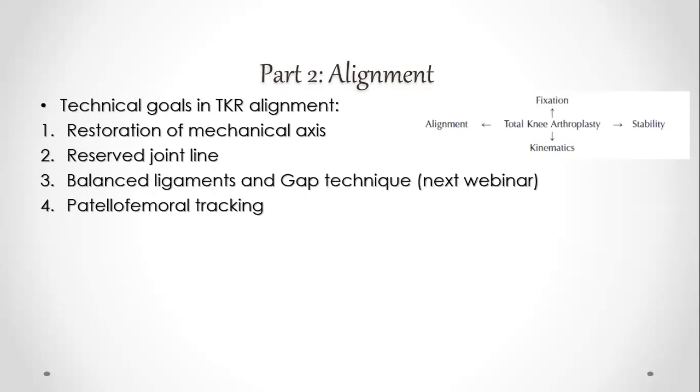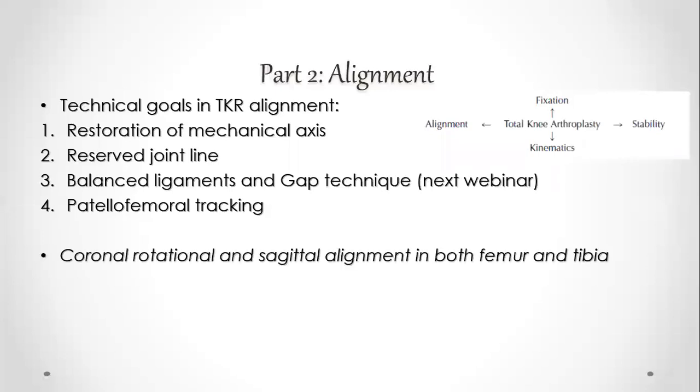We may always forget this joint, which is the patellofemoral joint, and how about its tracking. All of these four important things are not optional. These must be used, all of them, during the surgery. So we can apply it, not either, but all of them, in the coronal, rotational, and sagittal planes, in both femur and tibia.